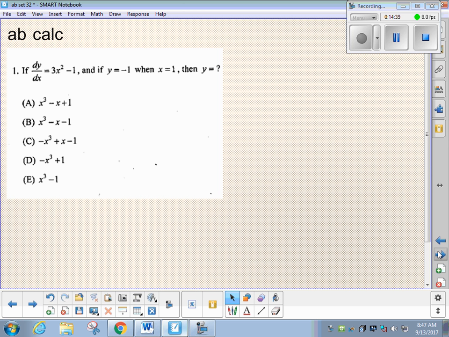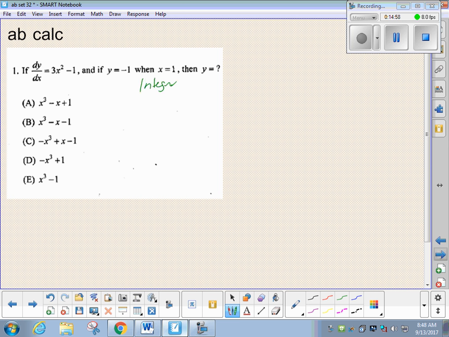Okay. Give me one strategy to solve this problem. Throw it out there. What? X cubed. Okay, so how did you know x cubed? Okay, so you're actually integrating, so that sounds good.